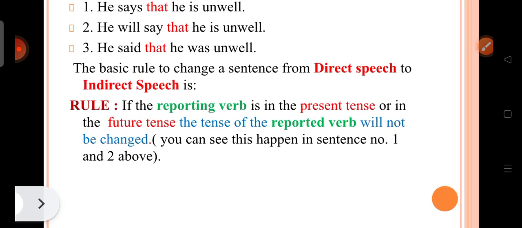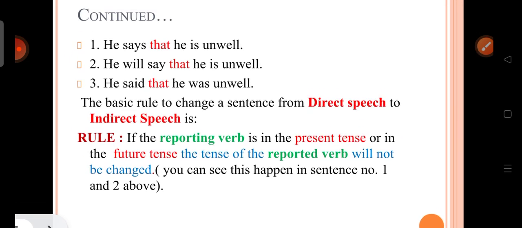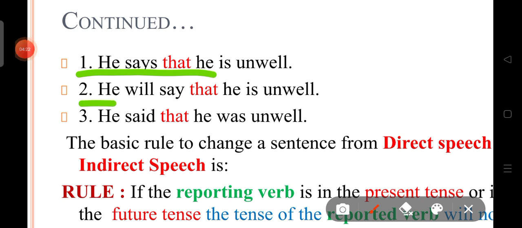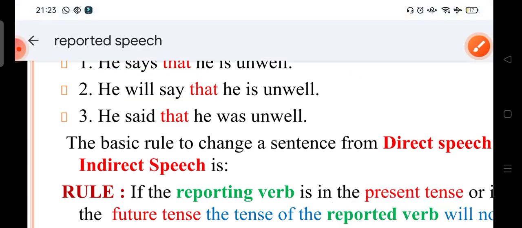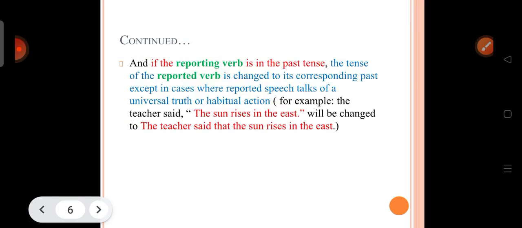The other rule is, if the reporting verb is in the present tense or the future tense, the tense of the reported verb will not be changed. Look at this example, the first example and the second example. These both are in present and future tense, so here also they are not going to change. This exception you have to remember.